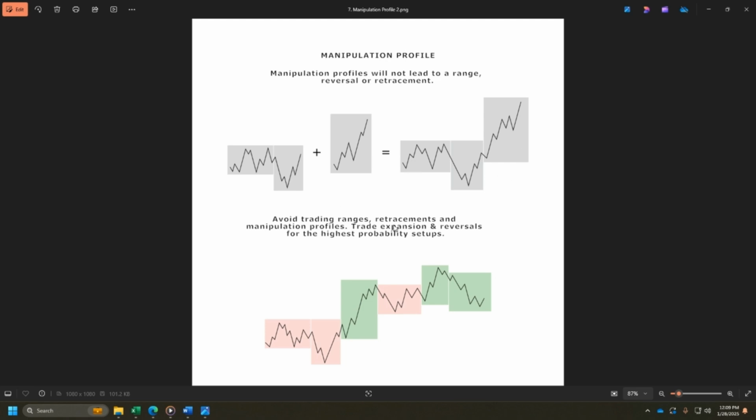You want to avoid trading ranges and retracements and manipulation profiles, especially early on. The best conditions or the best setups are typically at points where we would expect expansions and reversals. That's where the highest probability setups tend to occur.